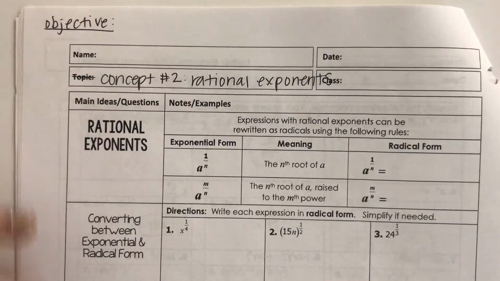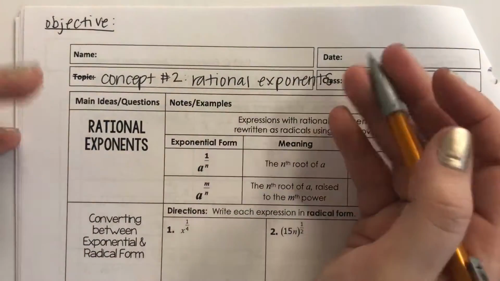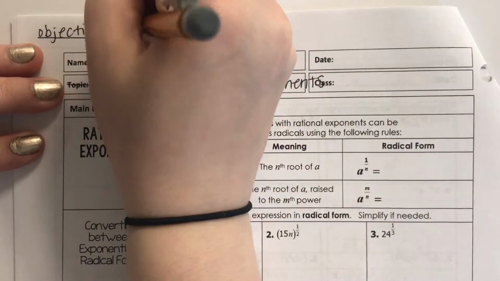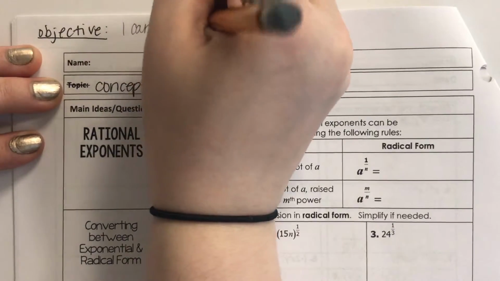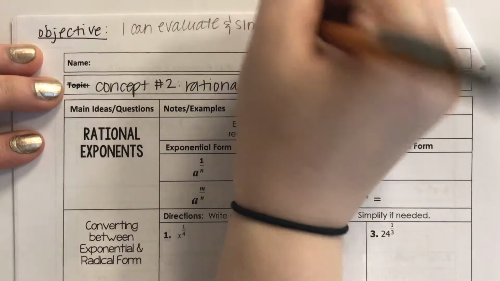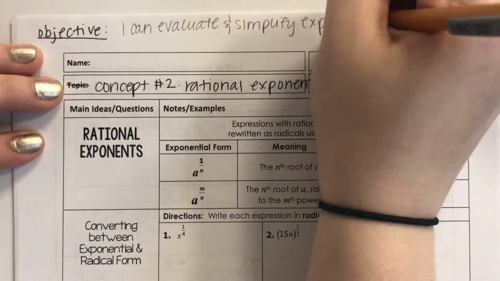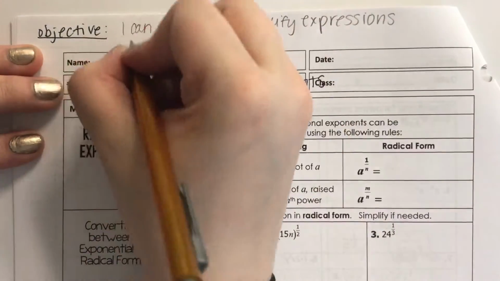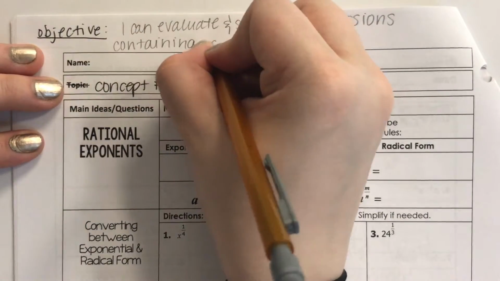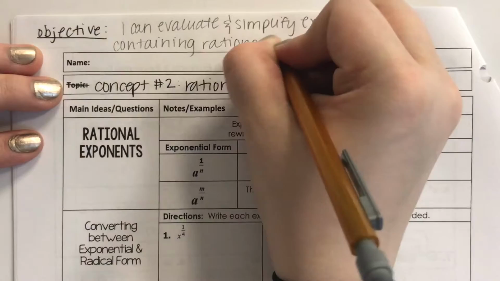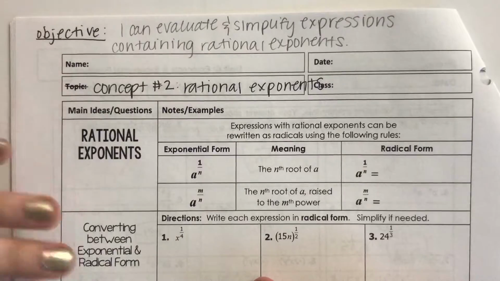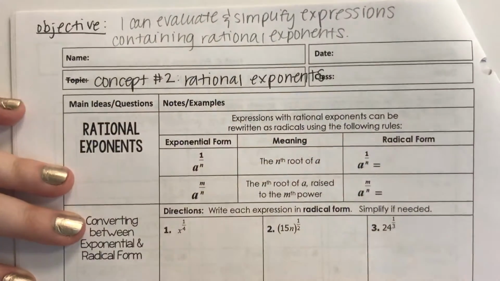So concept number 2 is about rational exponents, which means exponents with fractions in them, okay? So our objective for this lesson is I can evaluate and simplify expressions containing rational exponents. Okay. So I can simplify and evaluate, or evaluate and simplify expressions containing rational exponents.